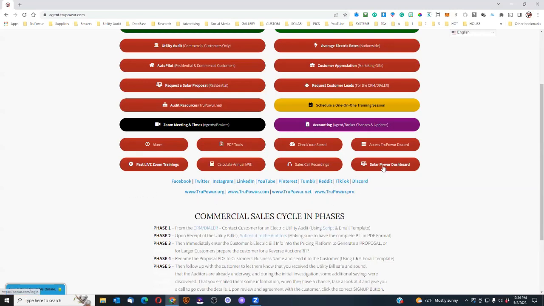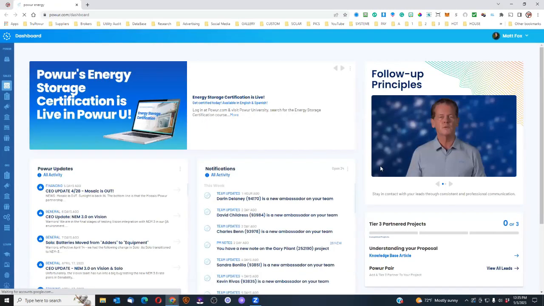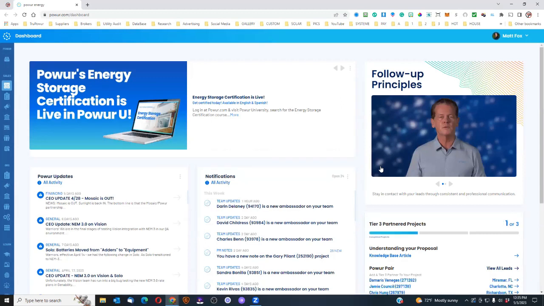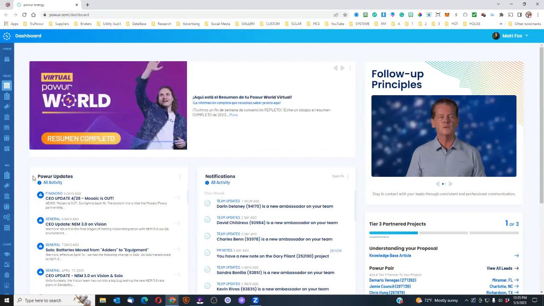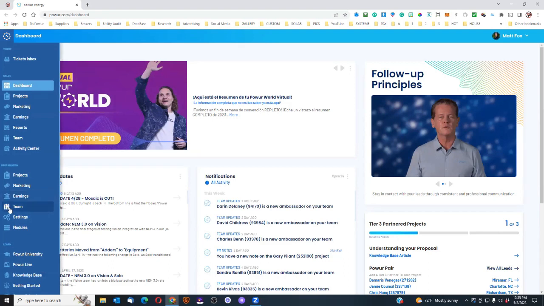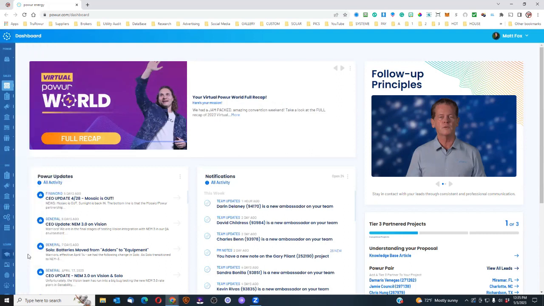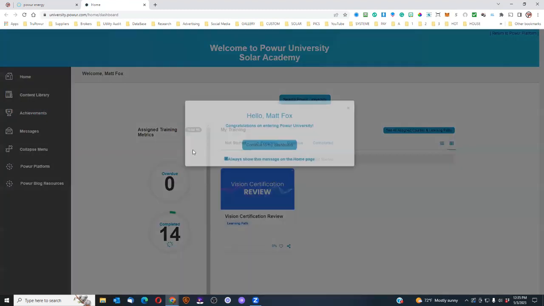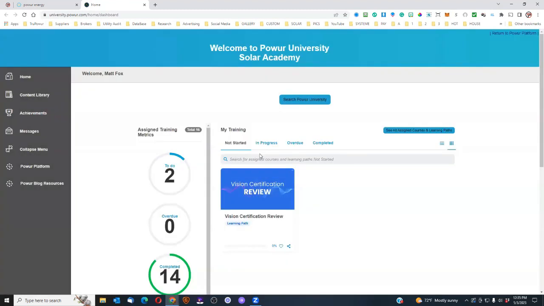The other last thing here is the solar power dashboard. Now, if you are already registered as a solar consultant, then you have access to this dashboard. Couple of things. When you look over here on the left-hand side and you come down here to Powur University, that is where you're going to access your tier 1 training.